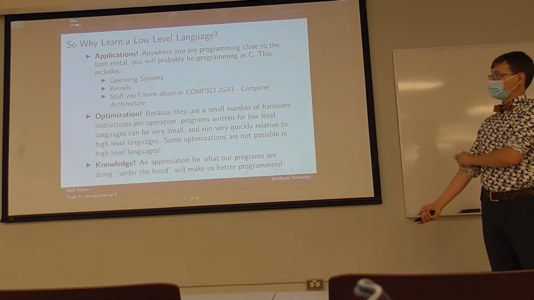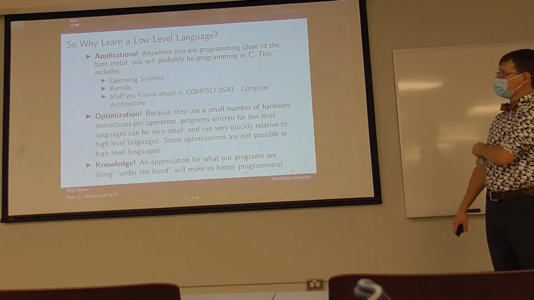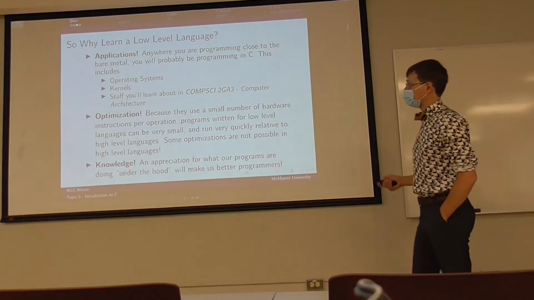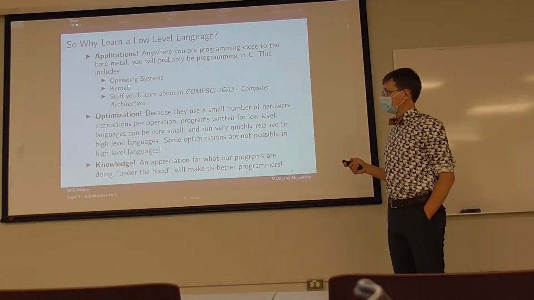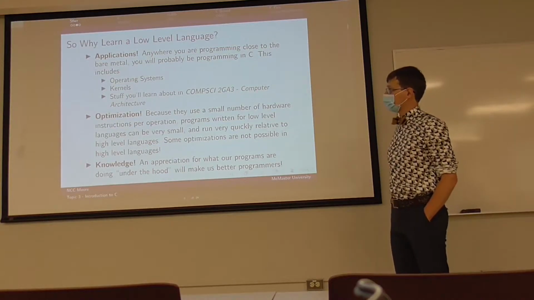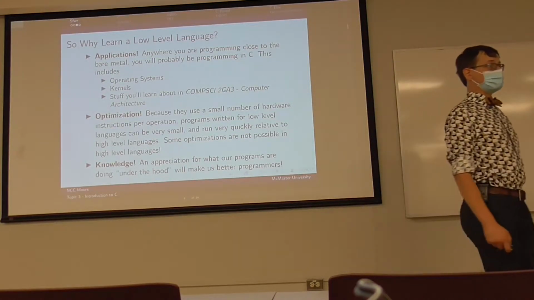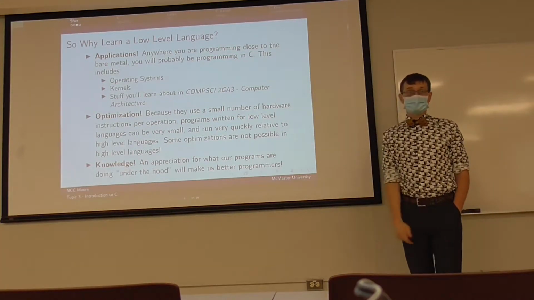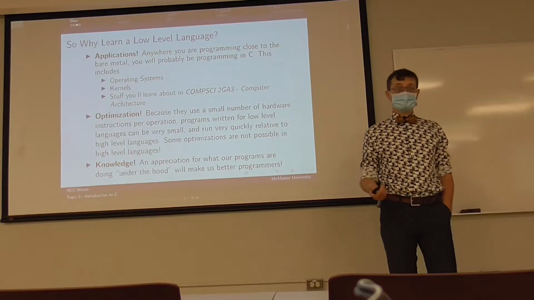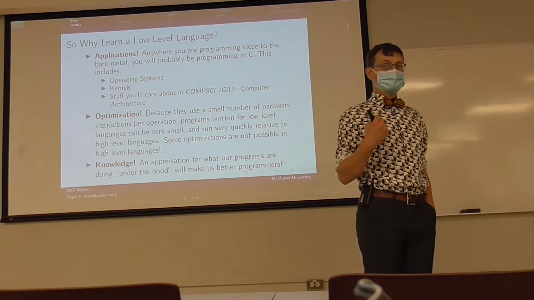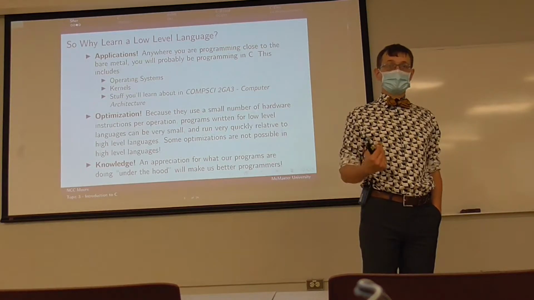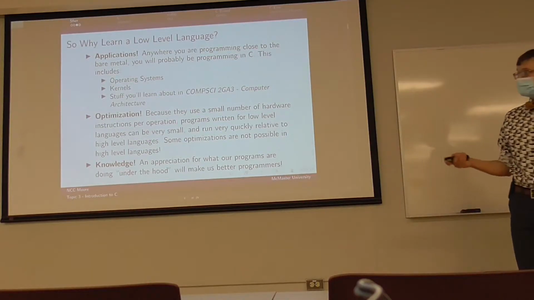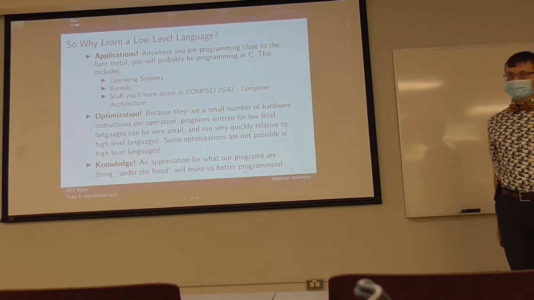So, why learn a low-level language? Number 1, applications. Anywhere you're programming close to bare metal, you will probably be programming in C. This includes operating systems, kernels, and the stuff that you'll learn about in CompSci2 GA3, computer architecture. Number 2, optimization. Because they use a small number of hardware instructions per operation, programs written in low-level languages can be very small and run very quickly relative to high-level languages. Some optimizations are not even possible in high-level languages.